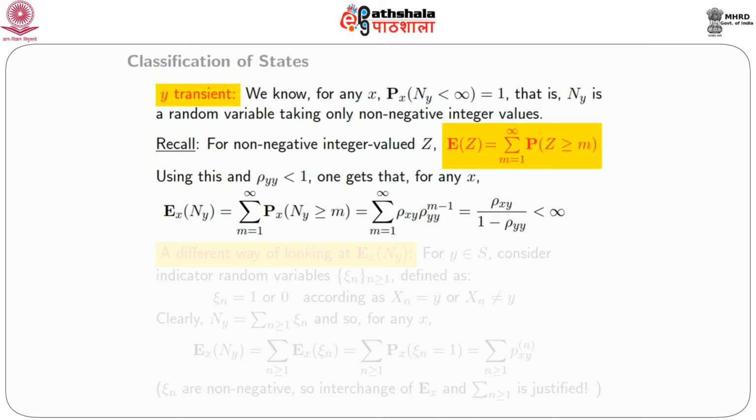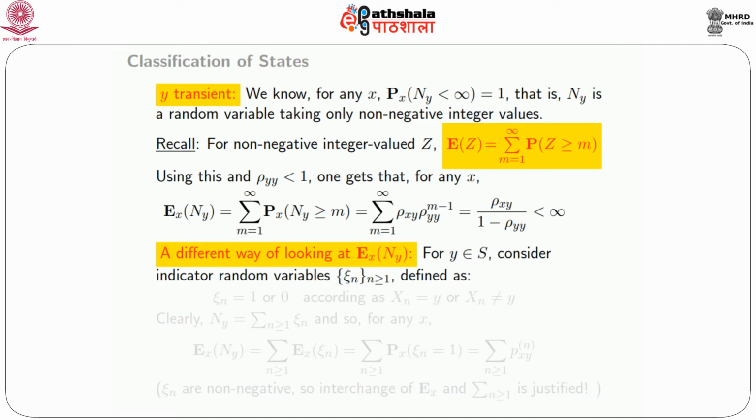So the situation for recurrent and transient y's is very different. For transient y, for any initial state x, E_x of N_y is always finite and given by that formula. Whereas for recurrent y, E_x of N_y can only be either 0 or plus infinity. Now we want to take a different way of looking at E_x of N_y, and there is a purpose to this.